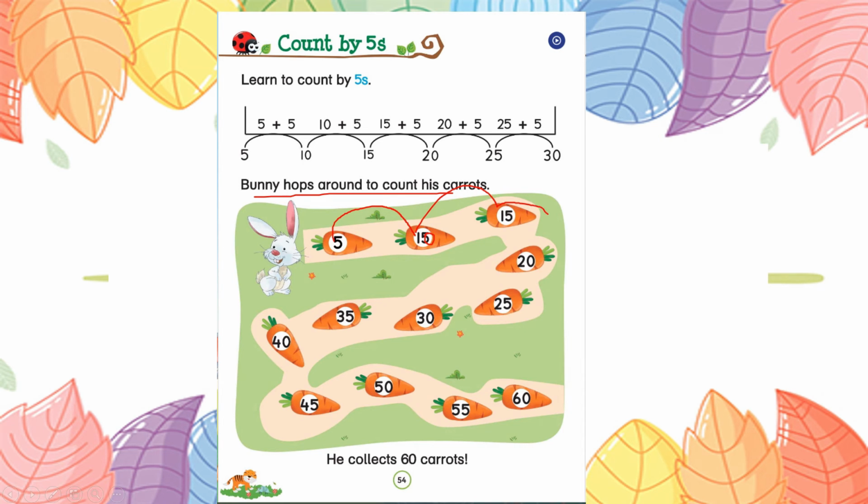15, 20, 25, 30, 35, 40, 45, 50, 55, 60. These are 60 carrots. This is how bunny counted carrots. 60 carrots. There were 5 carrots. Then we hop on 10, then 15, 20, 25, 30, 35, 40, 45, 50.